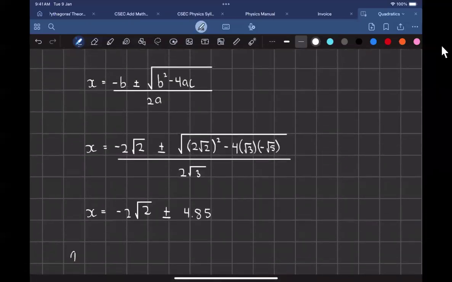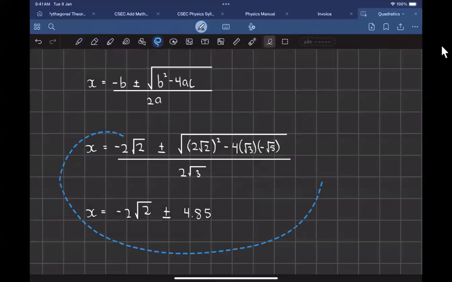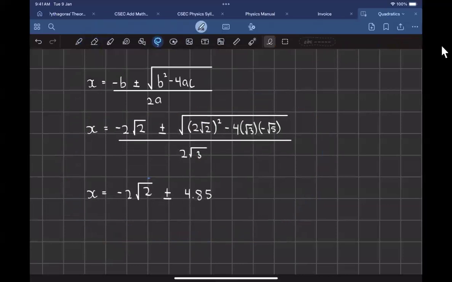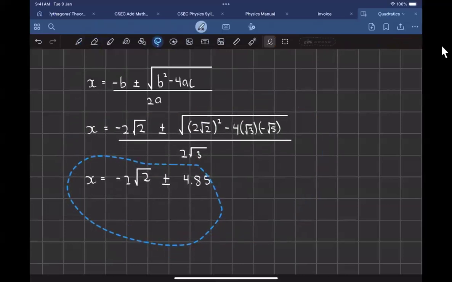So the first solution will be x is equal to minus 2 root 2. Don't forget the 2 over... Oh God, I forgot, over 2 root 3. Yes, yes. You see? Coming in clutch there.